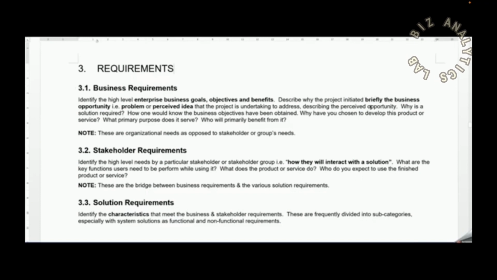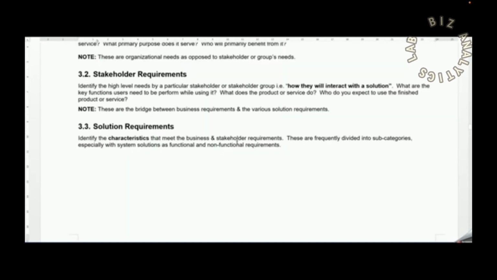Okay, so the stakeholder requirements really focuses on who. How are these particular stakeholders or stakeholder groups going to interact with the solution? What are the key functions that they need in order to use this? Your service or product, what does the product or service do? How do you expect to use a finished product or service? So this sort of goes back to asking the questions to those end users, such as, how exactly are you going to use this interface or this report to help with your current business practices? So this comes right after the business requirements.